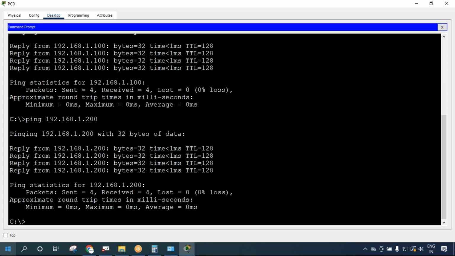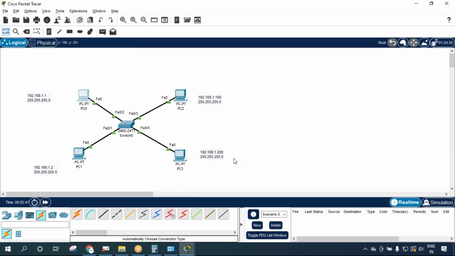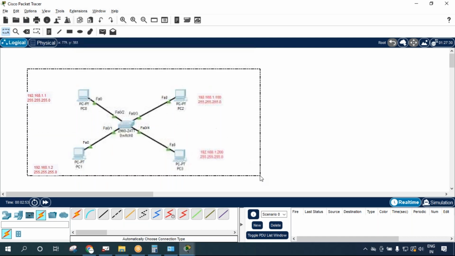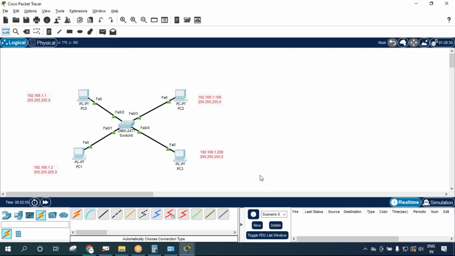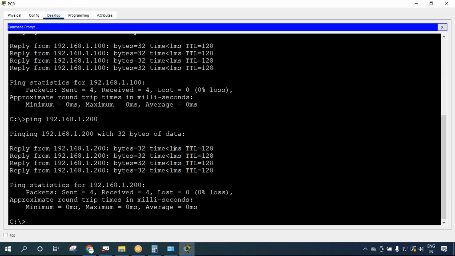Okay, so that's great, my dear friends. From your PC, 1.1, 1.100 and 1.200 are pinging. Why? Because they are in the same network. Correct? They are in the same network. You will see that here, right? It is in the same network. Correct, my dear friends?